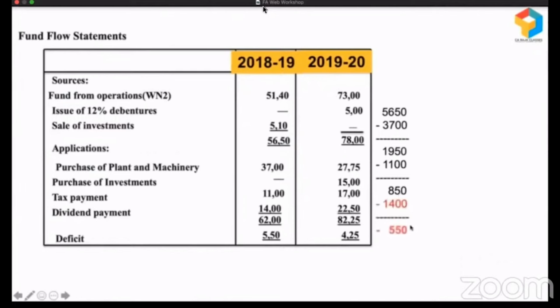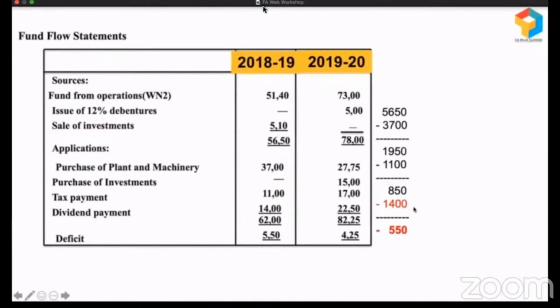They faced a shortage of 550 and they have managed that shortage by using short-term funds. So here there is a deficit, and this deficit was managed because they took some short-term funds. A simple example can be a cash credit or overdraft, because they wanted to pay 1,400 to their owners, but they have only 850. So that 850 plus money available in cash credit or overdraft to the extent of 550 put together, they have paid dividend of 1,400.